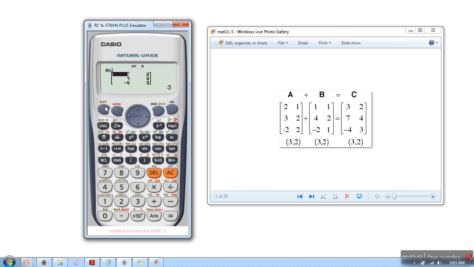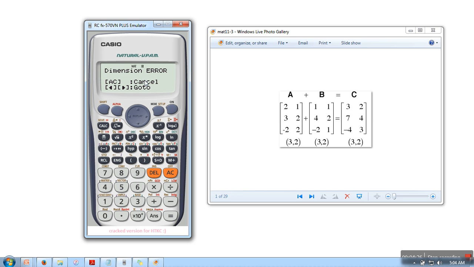In a similar way, if you want to subtract, then shift 4, matrix A, 3, minus, now we will refer to matrix B. So this is the subtraction result. You can also multiply them as well. For multiplication, shift 4 matrix A, multiply, shift 4 matrix B.